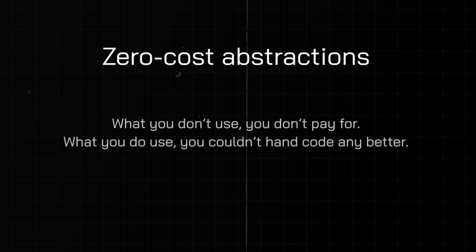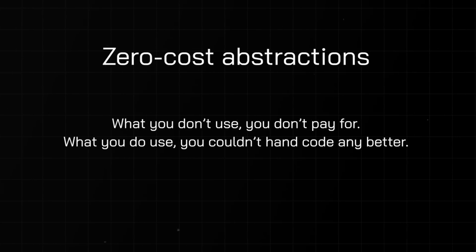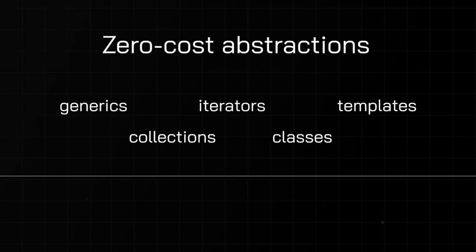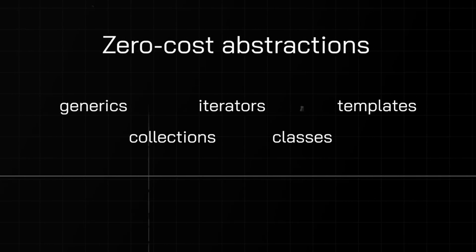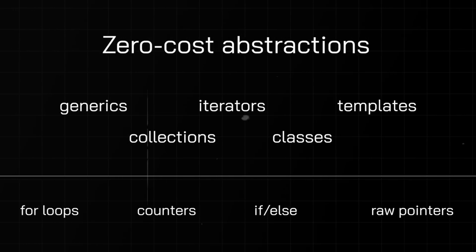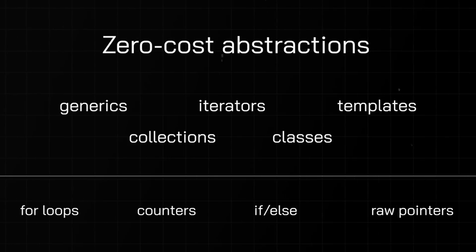This principle can be summarized with the following phrase: what you don't use, you don't pay for. And what you do use, you couldn't have hand-coded any better. This means that high-level abstractions like generics and collections should not impose any runtime overhead or performance penalties compared to code using low-level abstractions like loops and counters. This leads to a great developer experience while preserving lightning-fast performance.